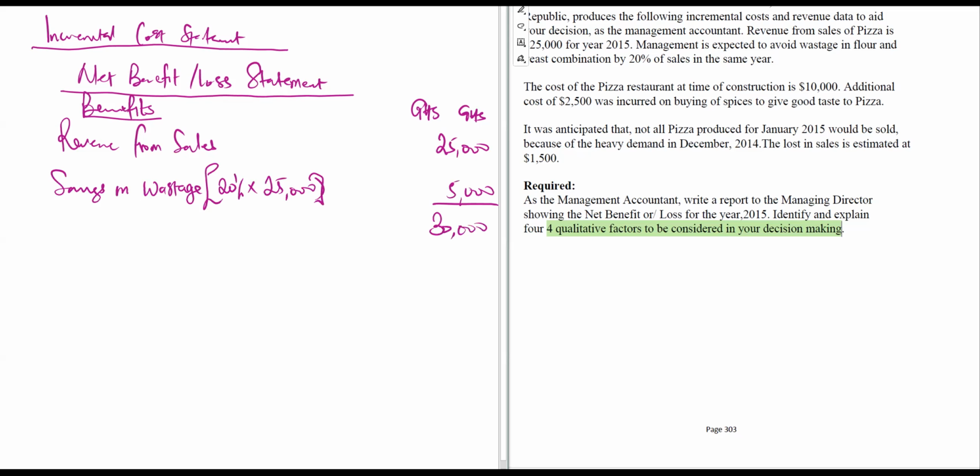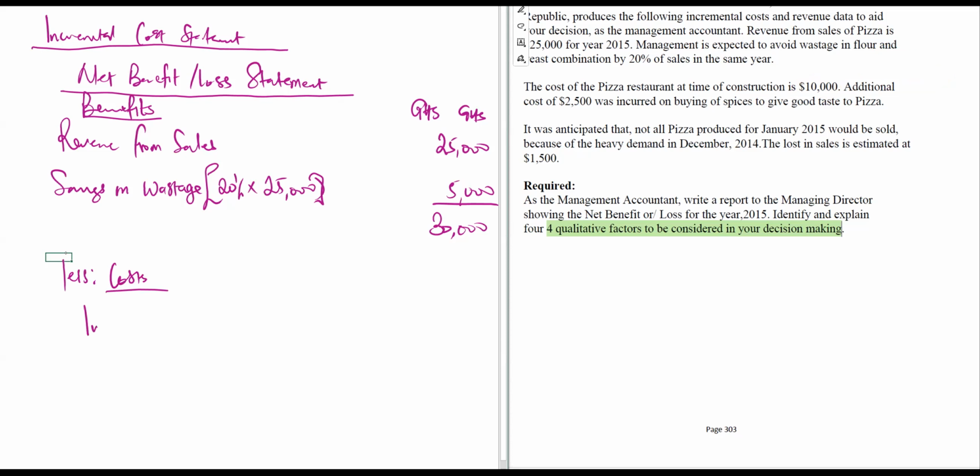But they said the pizza restaurant was built at 10,000. This is a sunk cost. Do you all agree? Is this not a sunk cost? Yes, we cannot recoup it in any way, and it is unavoidable. So we are now going to less the cost involved. With the cost involved, it said that not all the pizza will be sold, but we need additional cost to buy spices.